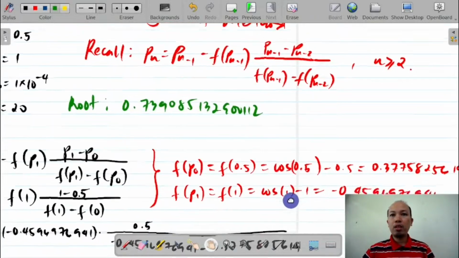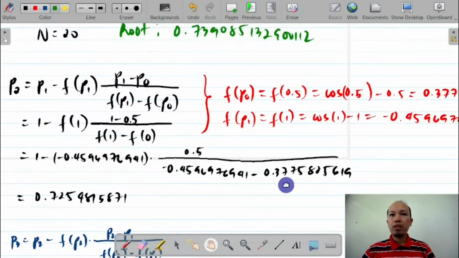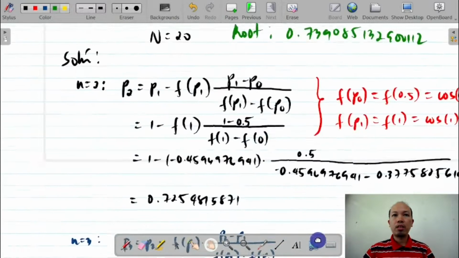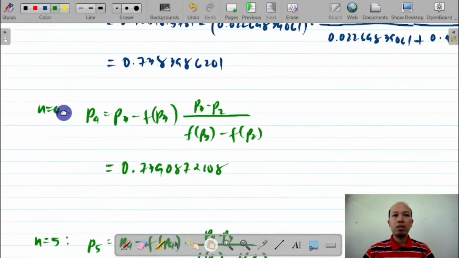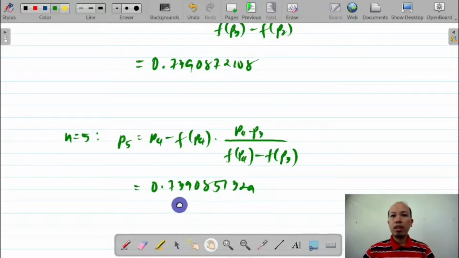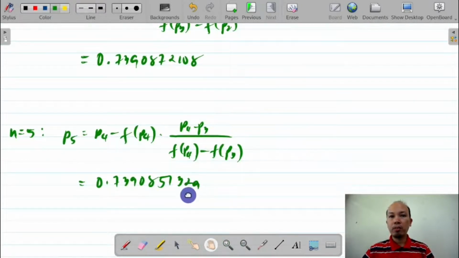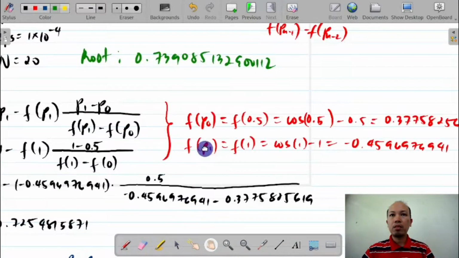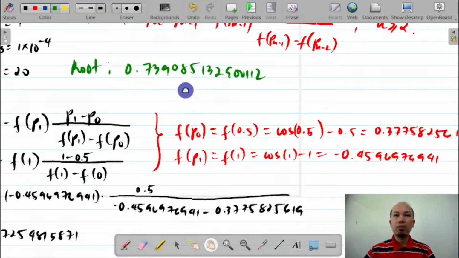739,085,1329,0012. So after 4 iterations, the first iteration is this one, 1, 2, 3, 4, you will have as much as possible close to this value. Notice the last digit, 1329, based on our root in the Python code for the second method. The remaining is this one here, digit 0012.